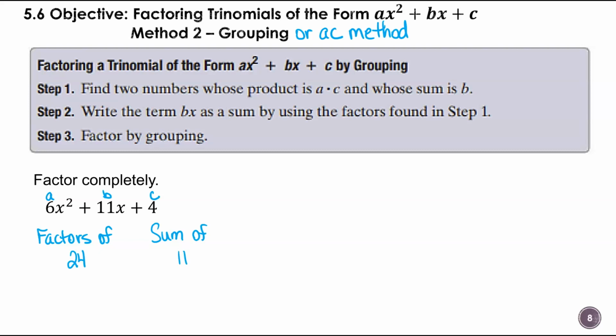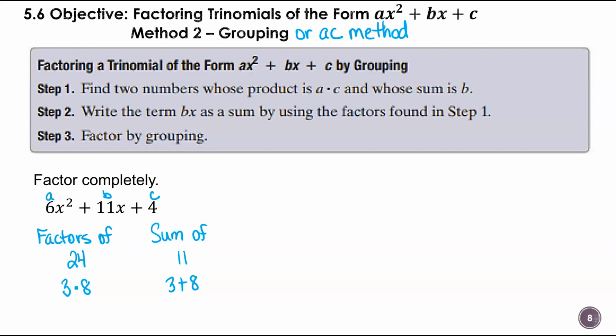Now I have to just go through factors of 24 until I find a sum of 11. We kind of did some of this in that first method, when our leading coefficient was 1. So if you start thinking through all the factors of 24, 24 has a lot of factors, so I'm not going to write them all down. Hopefully you can latch on to factors of 3 and 8, right? 3 times 8 is 24. 3 plus 8 is 11.